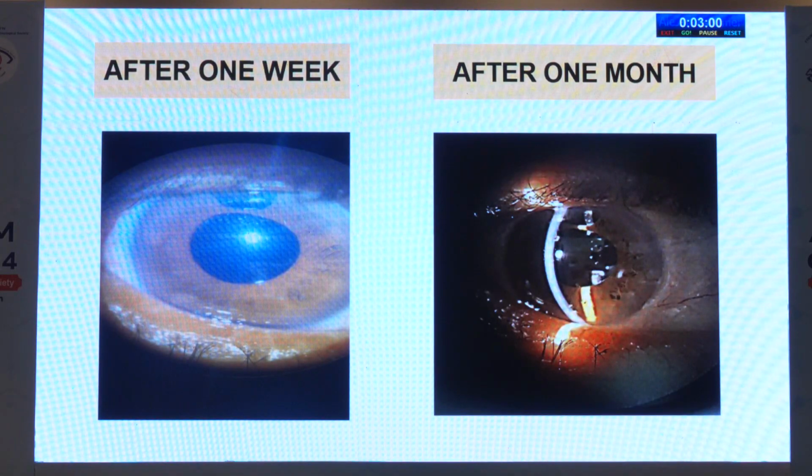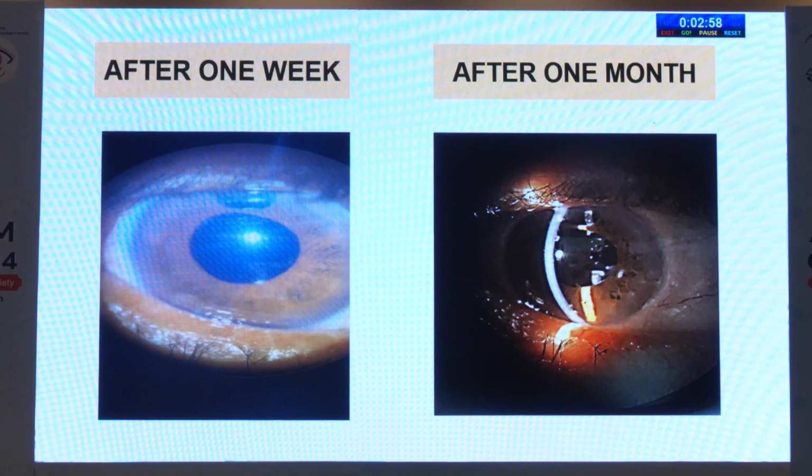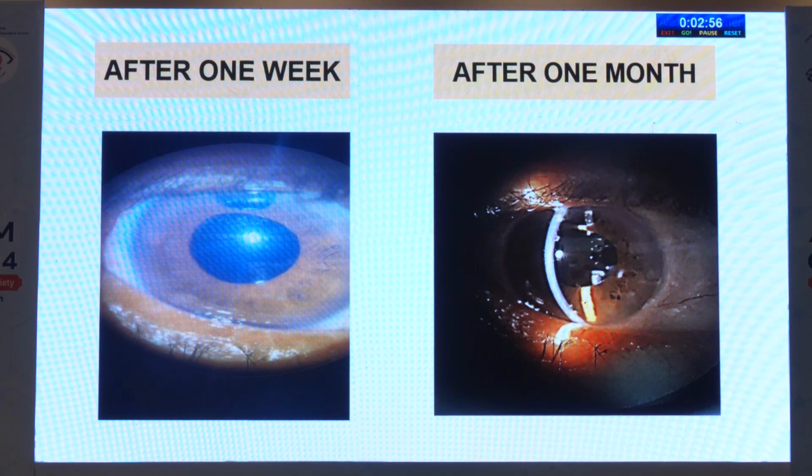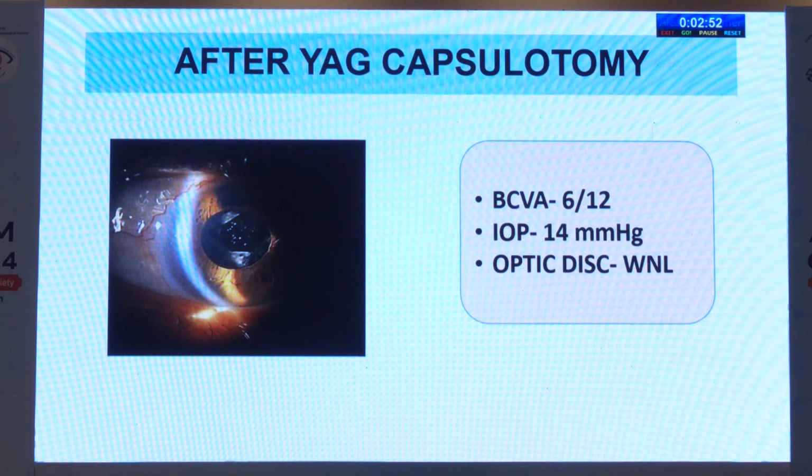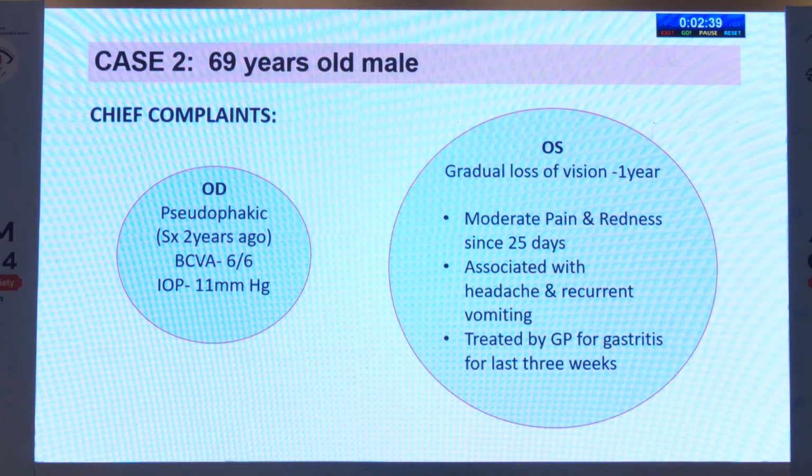After 1 week, the cornea was clear, the pupil was round, though it was mid-dilated and non-reacting, and after a month he was perfectly okay. I did YAG capsulotomy because there was early posterior capsular opacity, and his best corrected visual acuity was 6/12 with pressure 14.